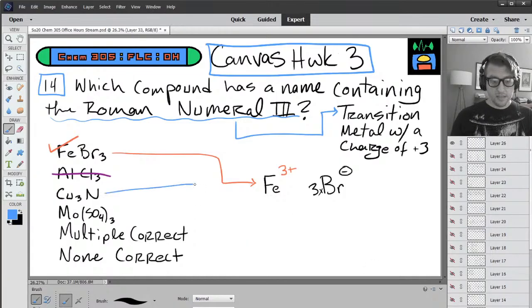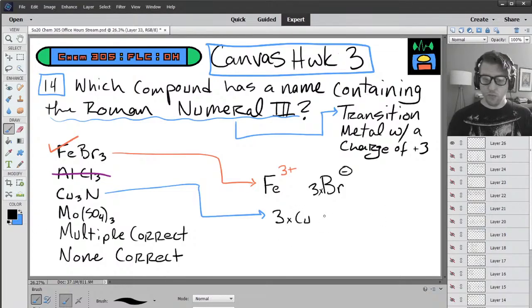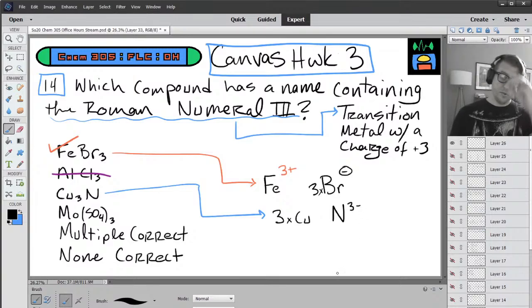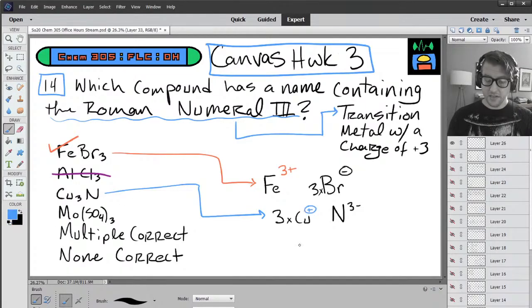Now let's look at copper nitride. So we have 3 coppers, and we have 1 nitrogen as an ion. Nitrogen is nitride, and it has a charge of -3. Because we have 3 coppers, that tells us that copper has a charge of +1. If we've got 3 of them to balance against a -3, each one must be a +1. So that will not have a Roman numeral 3 in its answer.